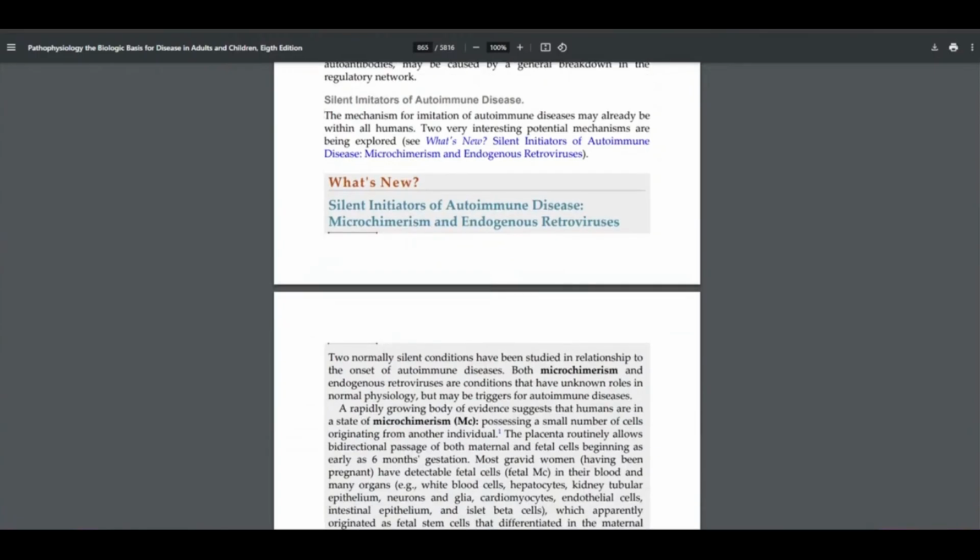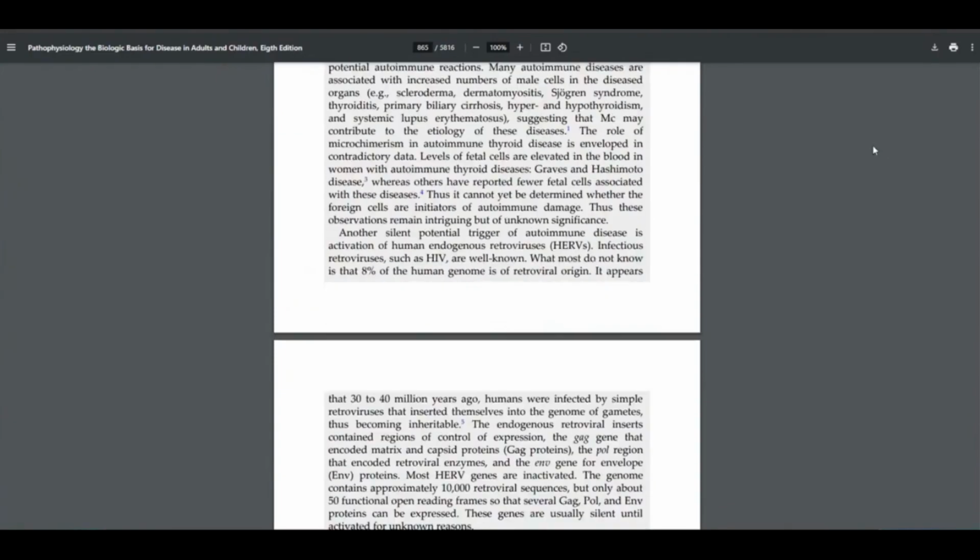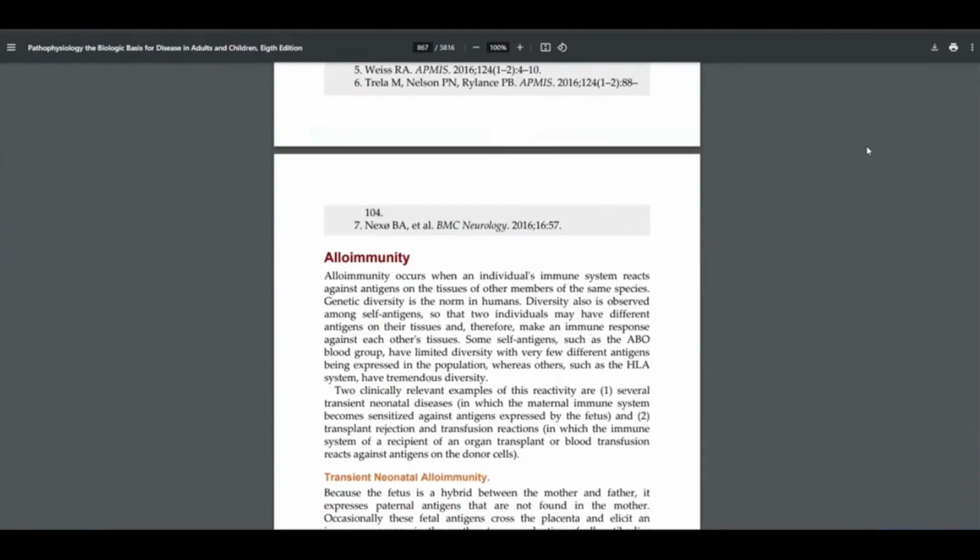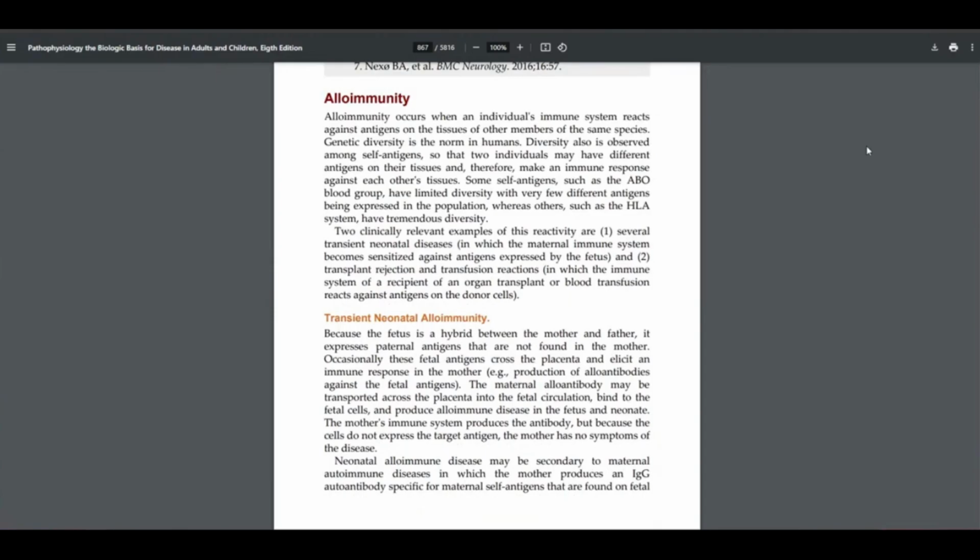Silent imitators of autoimmune disease. The mechanism for imitation of autoimmune disease may already be within all humans. Two very interesting potential mechanisms are being explored. This is a case study, so we're going right over that.